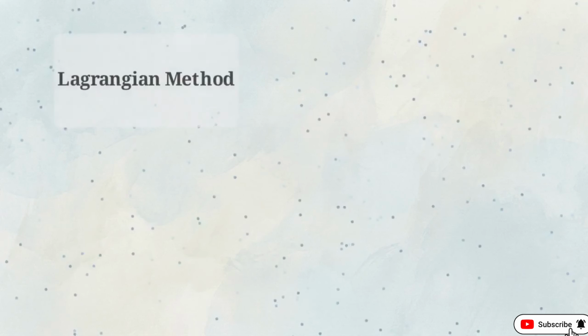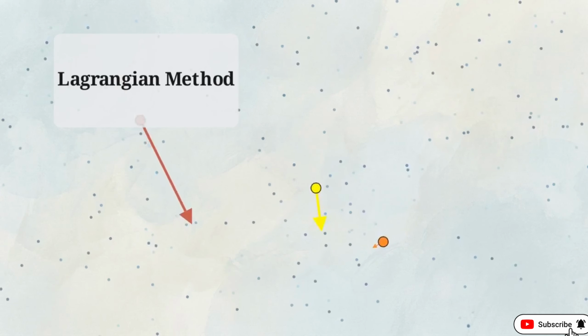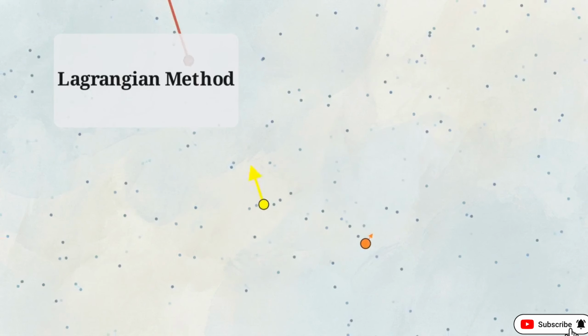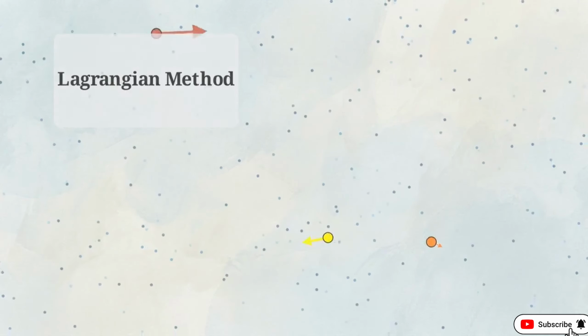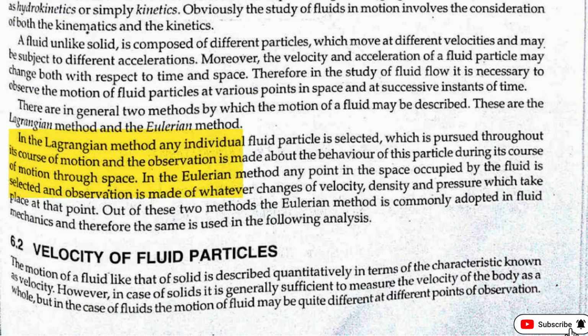Water in motion is an absolute mess. It is composed of billions of particles, all moving at different velocities and accelerations simultaneously. This passage describes the Lagrangian method, selecting a single fluid particle and tracking its journey. For massive dams, following individual drops is impractical.